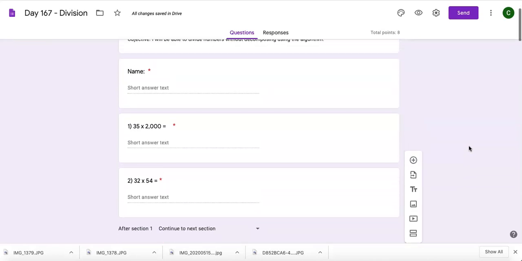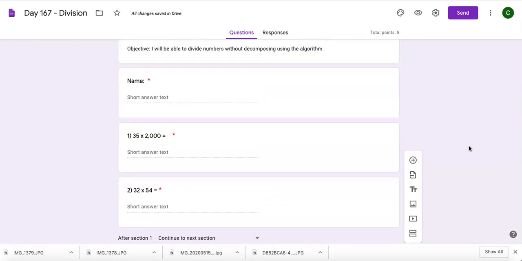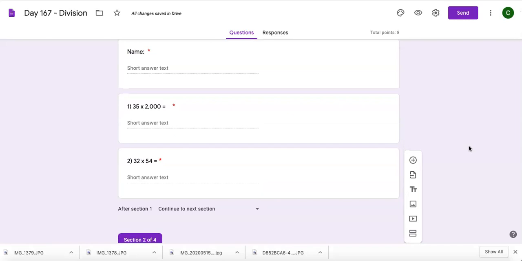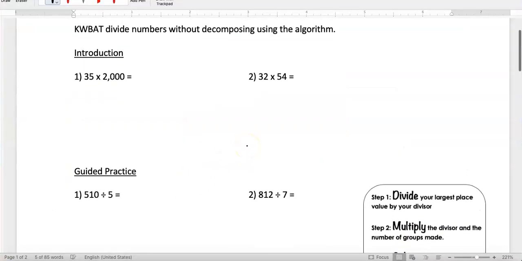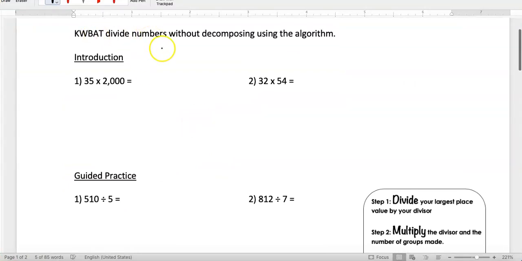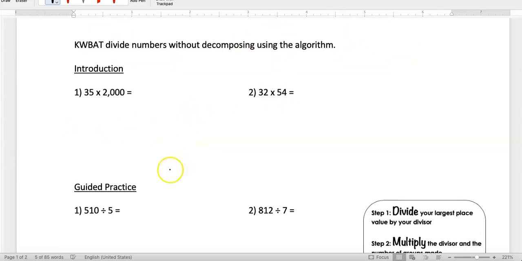This is just a review. Our introduction is like our Please Do Now, just to get us thinking about the problems we had last week. We went over using some strategies when we see those zeros, and we also have to multiply by a two-digit number. Again, we are going to divide numbers without decomposing using the algorithm. I'll show you that in our guided practice for your exit ticket and your independent practice. But let's knock out our introduction.